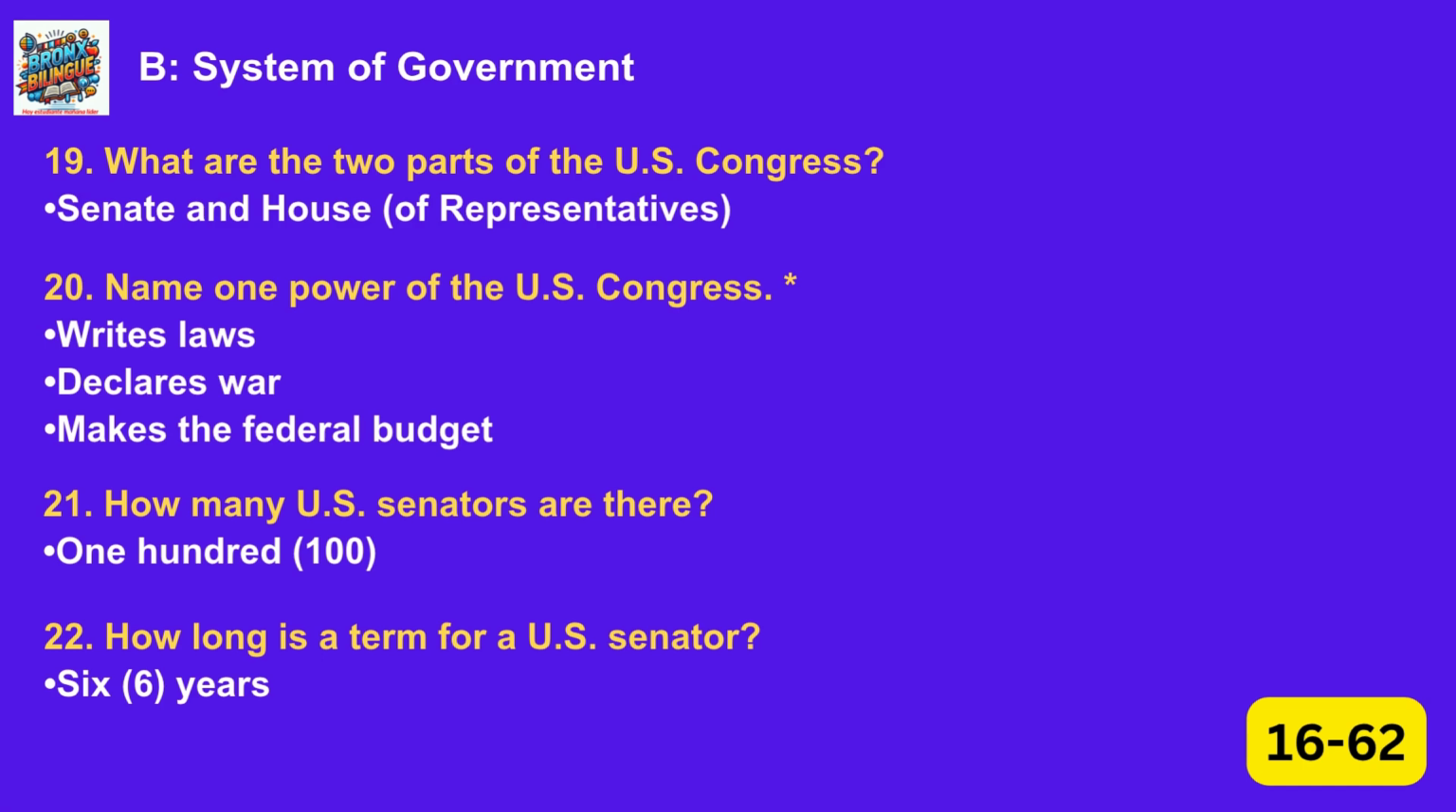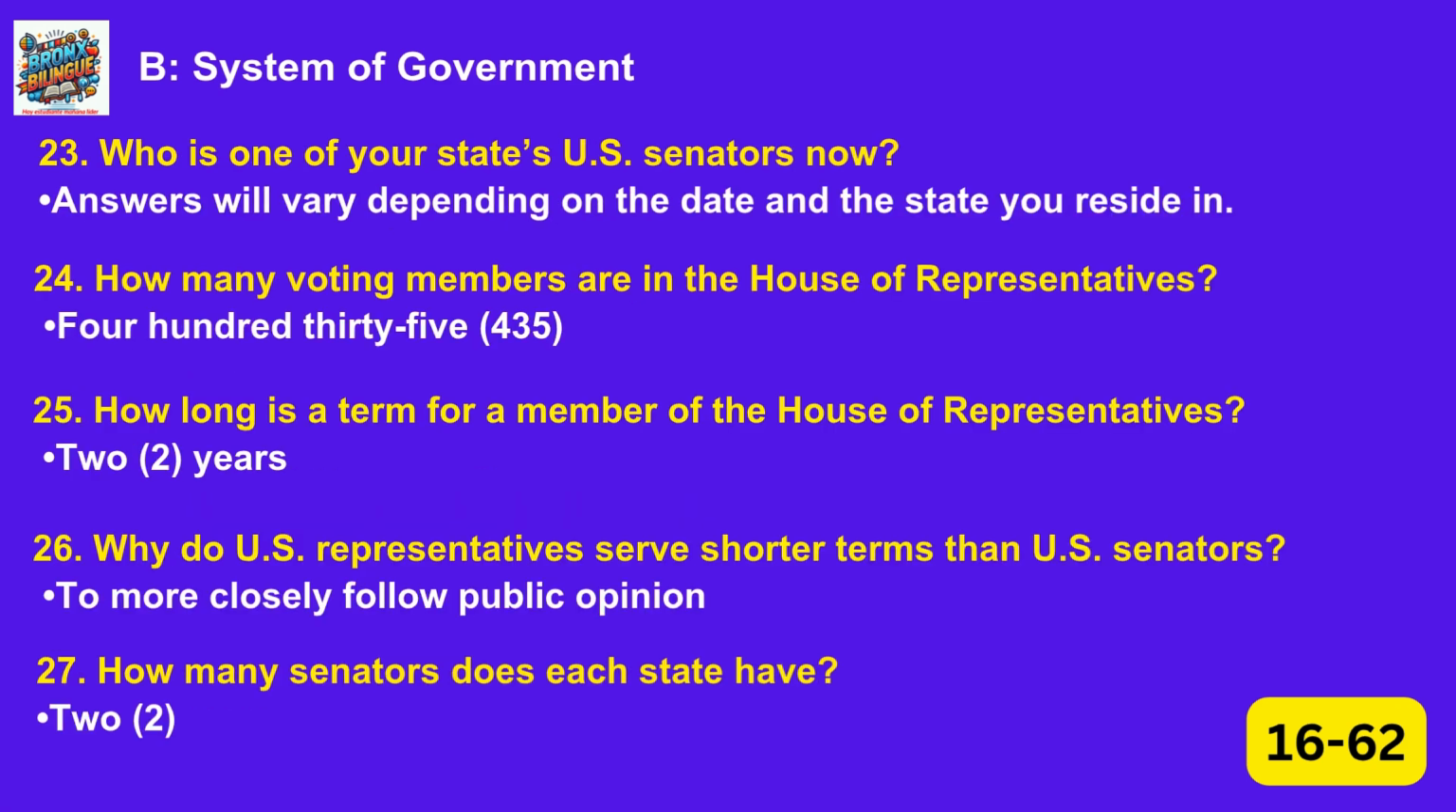21. How many U.S. senators are there? 100. 22. How long is a term for a U.S. senator? 6 years. 23. Who is one of your state's U.S. senators now? Answers will vary depending on the date and the state you reside in. 24. How many voting members are in the House of Representatives? 435.